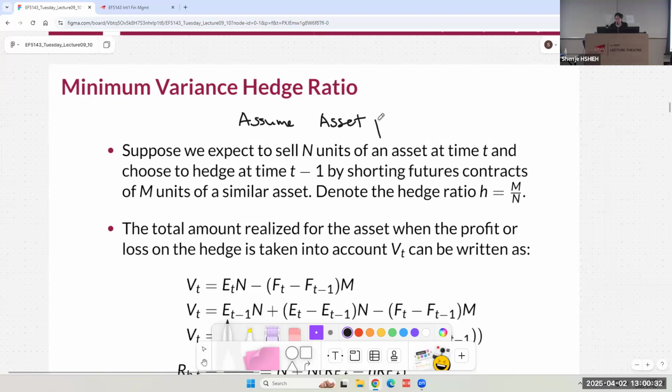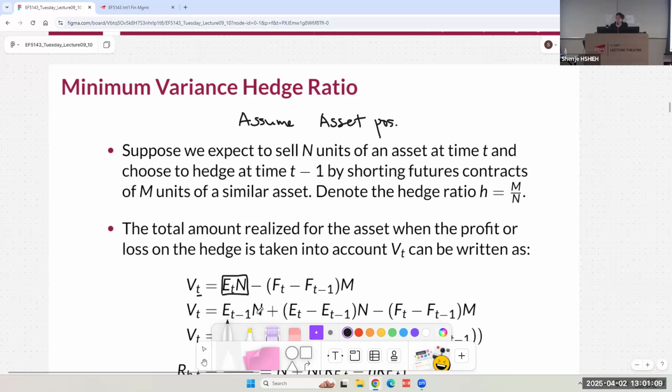So an asset position just means that we are planning to liquidate our original asset at some time in the future, in this case at time t. So suppose we're going to liquidate N units of some currency and we're going to multiply it by the price. So E_t times N is the value of the asset or the currency you're selling at time t. Okay, so is that clear?